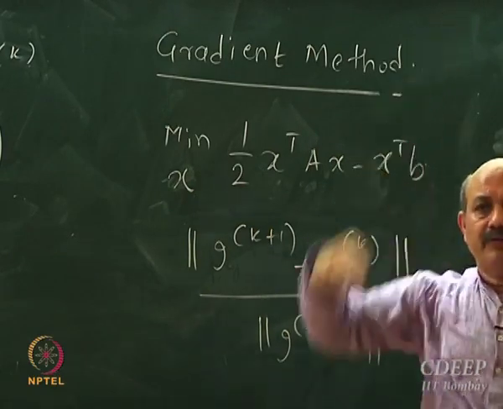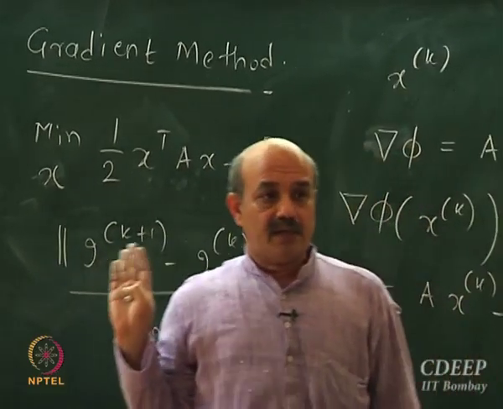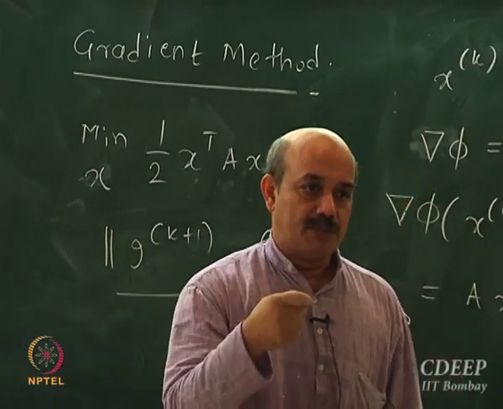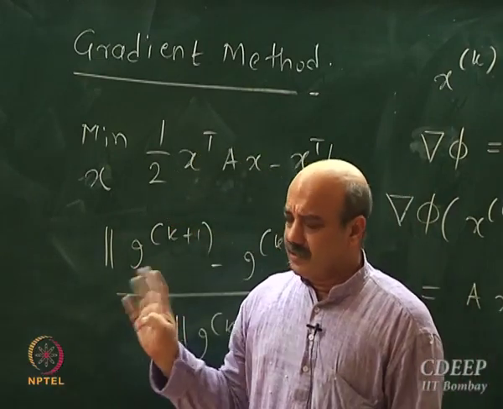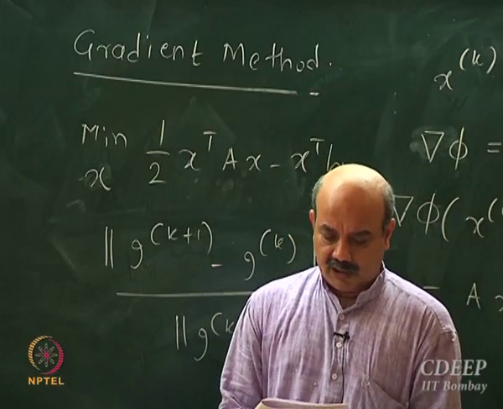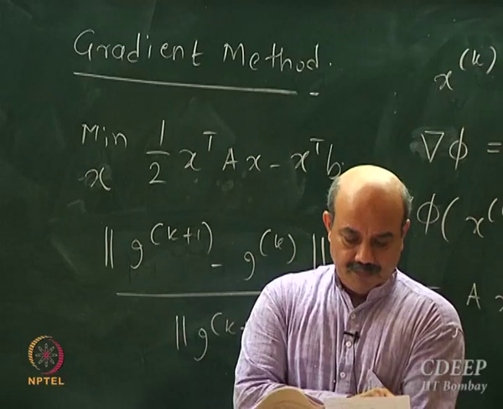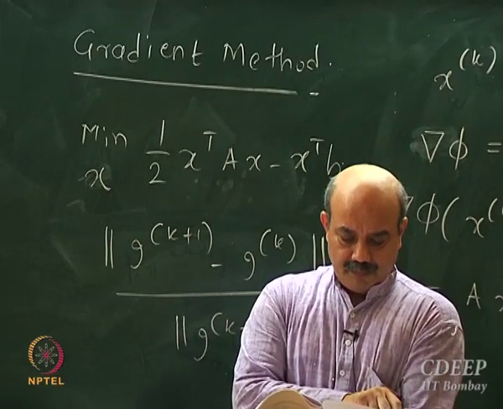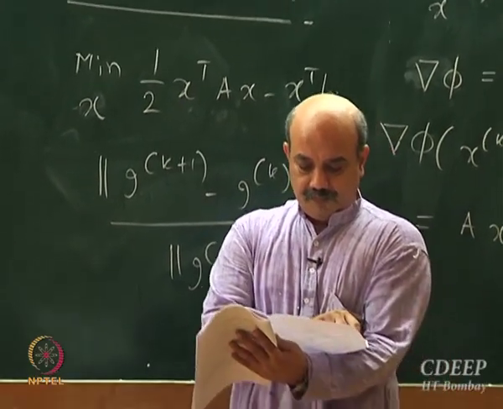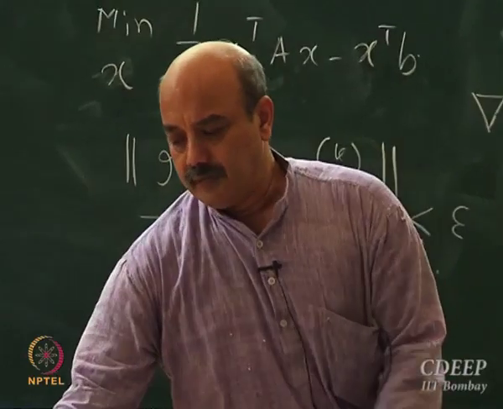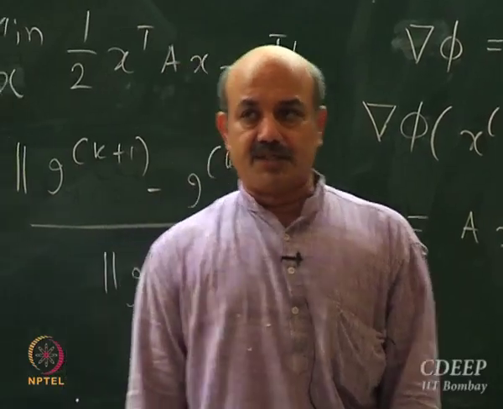If you have very large matrices, this is very, very useful. This method can quickly come to the solution, particularly if A is symmetric positive definite. I think there is a specific result about this. I'll talk about it later. There's a modification of this called the conjugate gradient method, and we'll talk about it very quickly in the next lecture, and then I'll move on to well-conditioned and ill-conditioned systems.